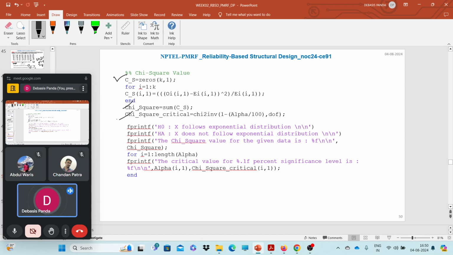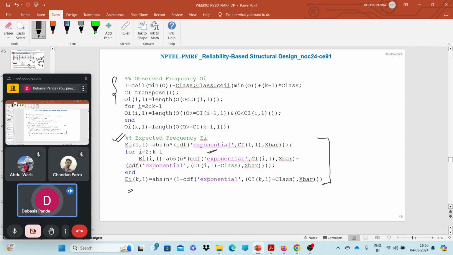So if you just copy and paste this code and load this data set, it will directly print whether my distribution follows or not. I will show you the MATLAB in an editor also, so don't worry. So these are the basic concepts.